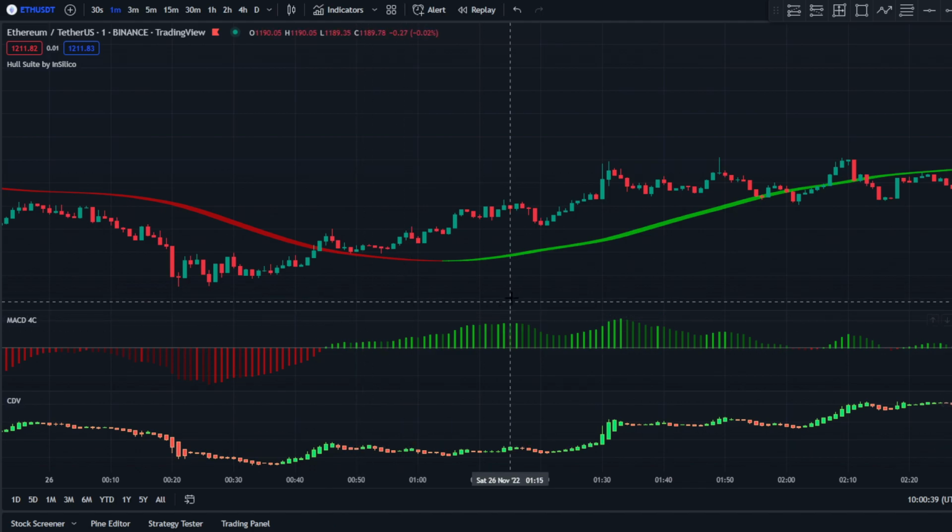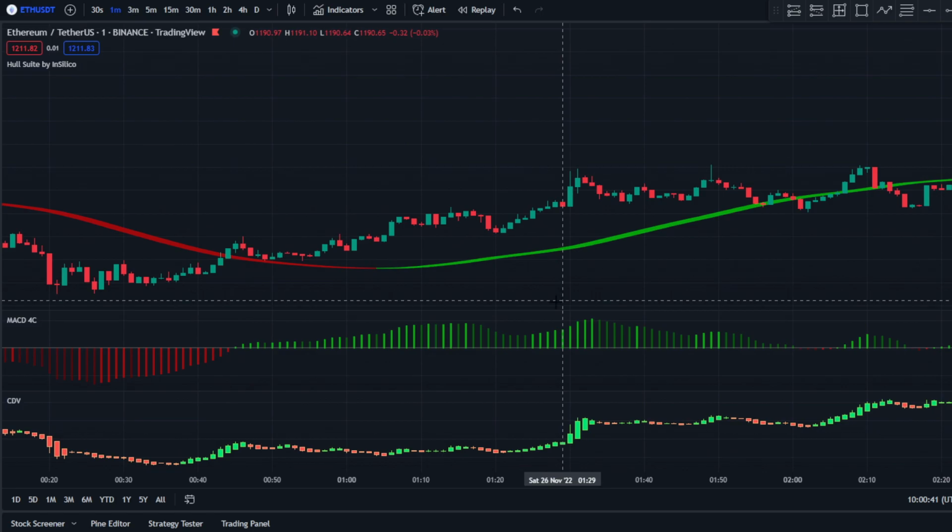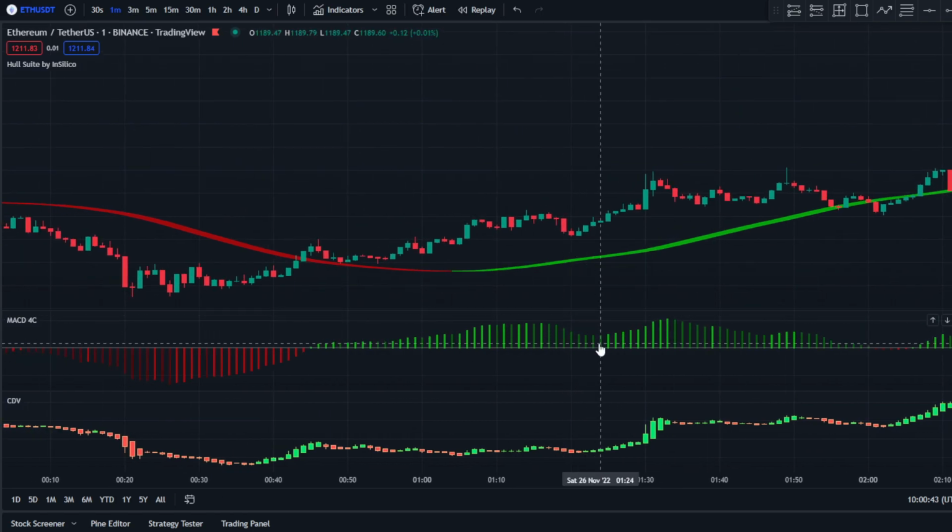So what do I mean by that? So let's look right here. You can see that we have the dark green bar here turning into bright green, and the price is above the house sweep, and the house sweep is green. So last but not least, we look at the CDV indicator. The CDV indicator is green in color as well, so that would be a valid position to go long.